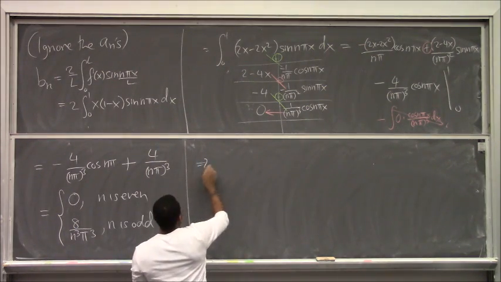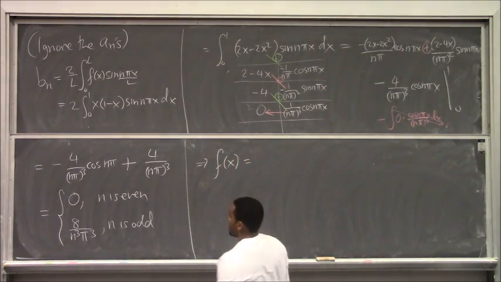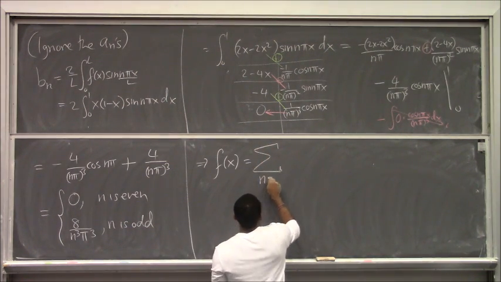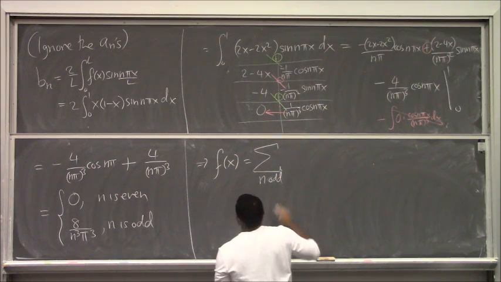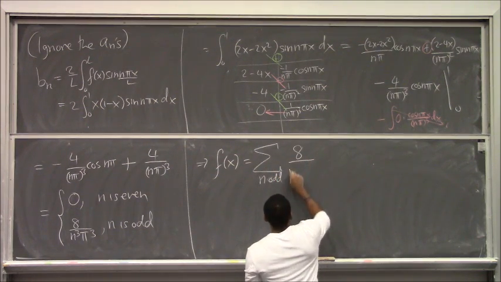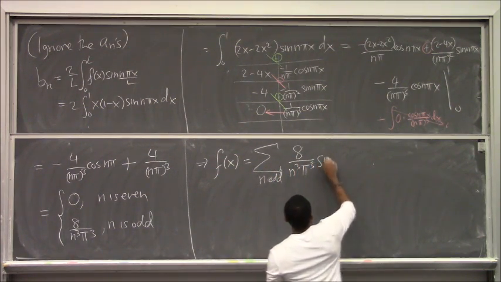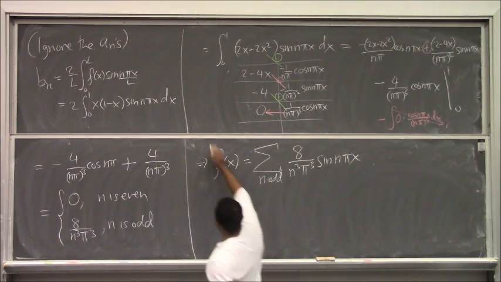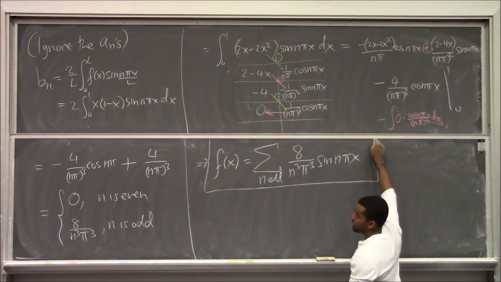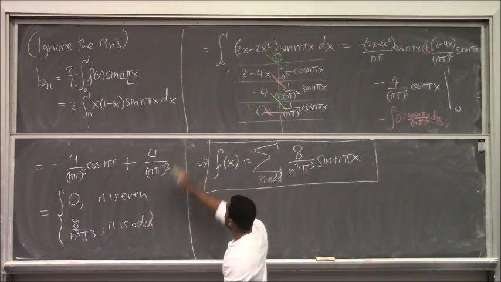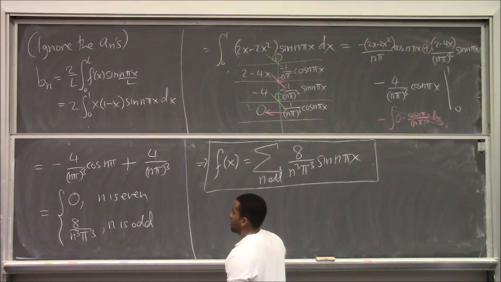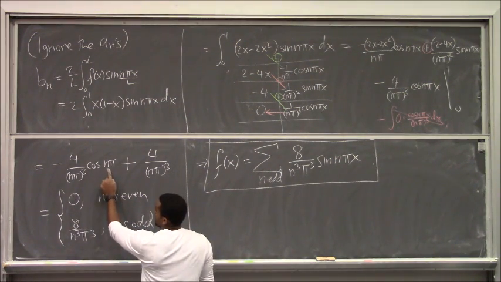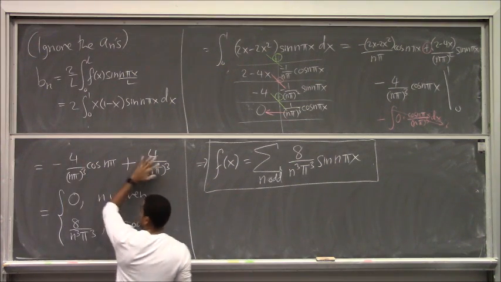So, ultimately, the original function that we were given can be expressed as a Fourier series of the form: only looking at odd n, n is odd, of 8 over n cubed pi cubed sine n pi x. Why is that one, the 8 over n cubed pi cubed, positive? Because it's minus 4 plus 4. Because when n is odd, cosine of n pi gives you a negative 1. Negative 1 times negative makes it positive. So you get a 4 plus a 4.